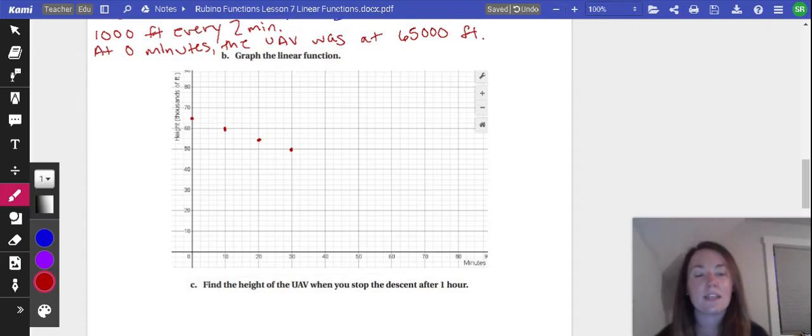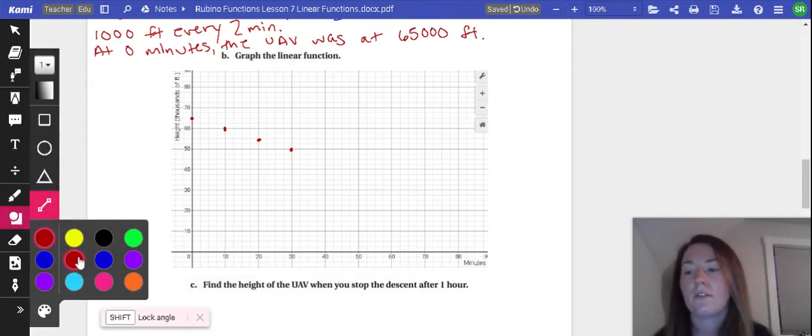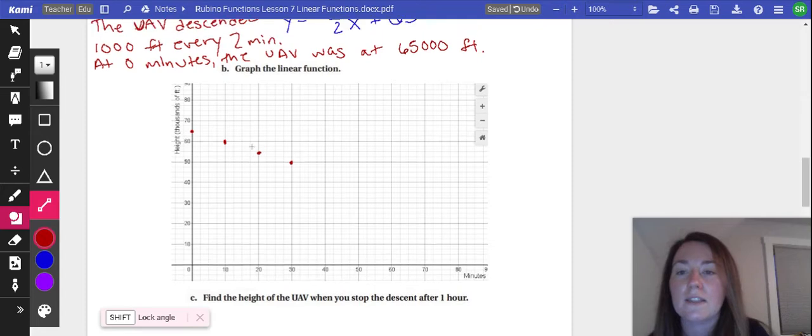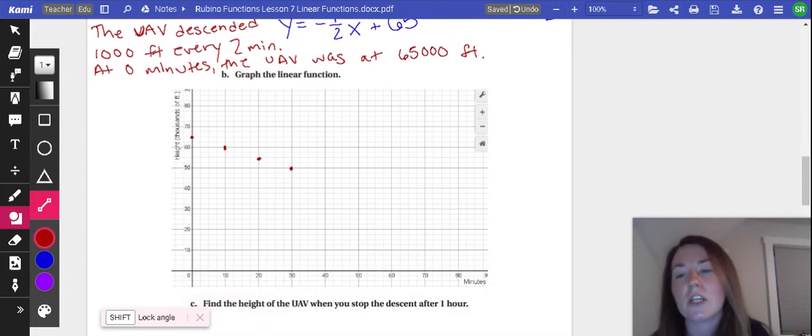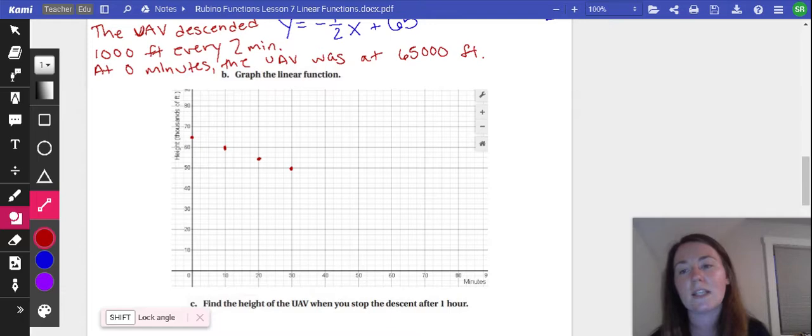Now, in this situation, I need to decide, am I going to connect these points with a line or not? And I need to think about the context of the situation to make that decision. All right, so in this case, when I'm graphing the linear function, on my y-axis, I have height in thousands of feet, and on my x-axis, I have minutes. I need to determine, would it make sense for there to be a height somewhere between 0 and 10 minutes?